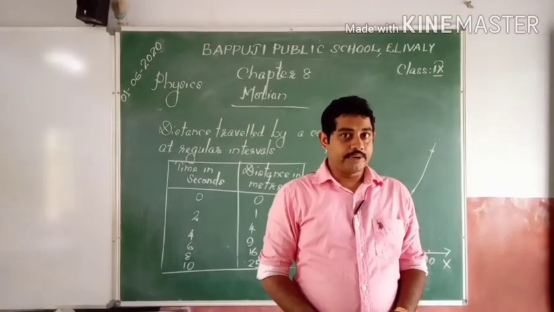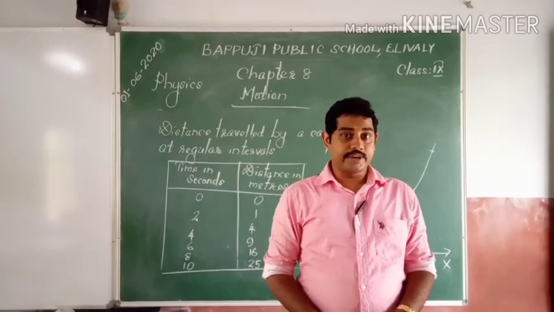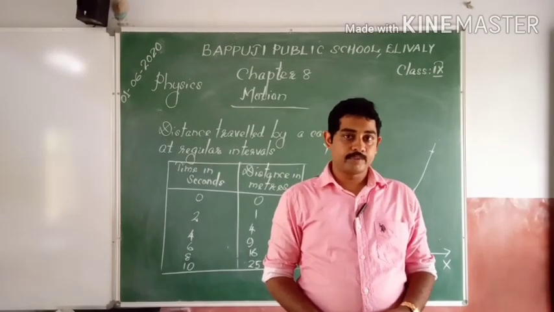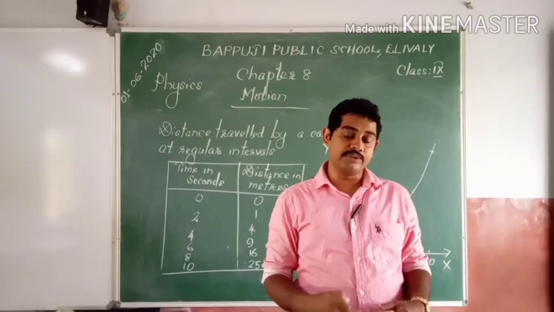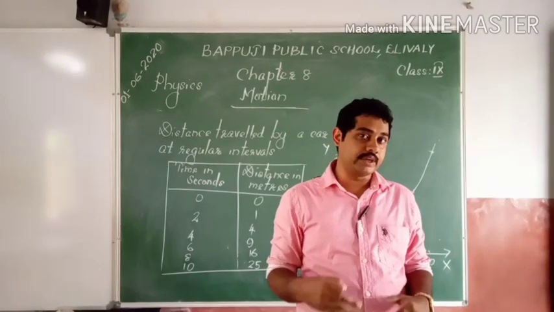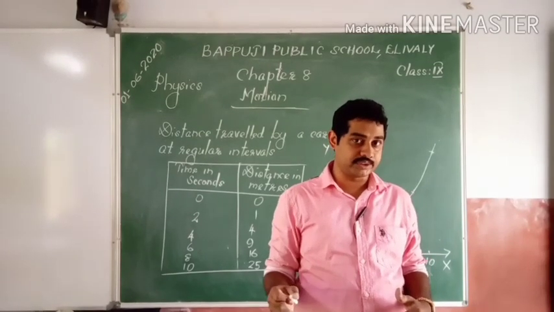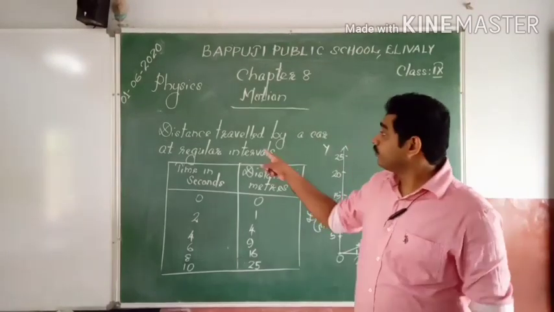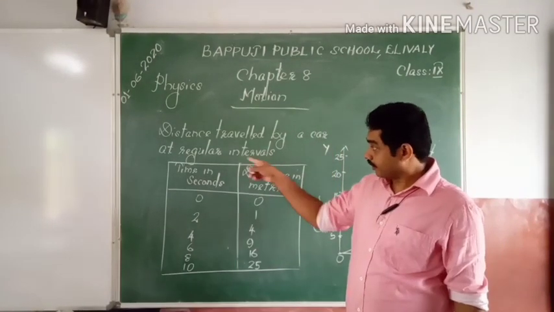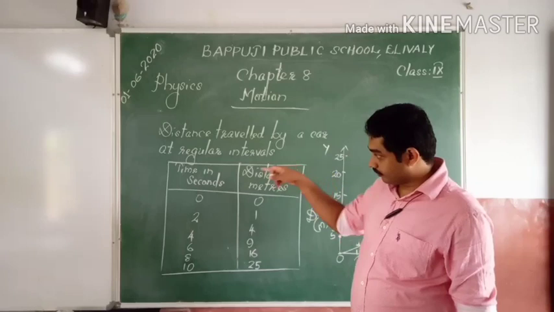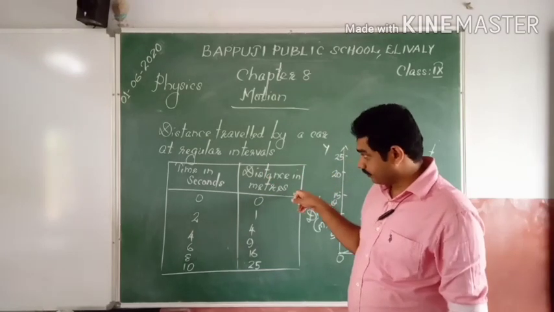We can also plot distance time graph for an accelerated motion. Acceleration means speeding up. When velocity of an object increases, then we can say that it's an accelerated motion. Here, listen. Distance traveled by a car at regular intervals is given. Time in seconds and distance in meters.